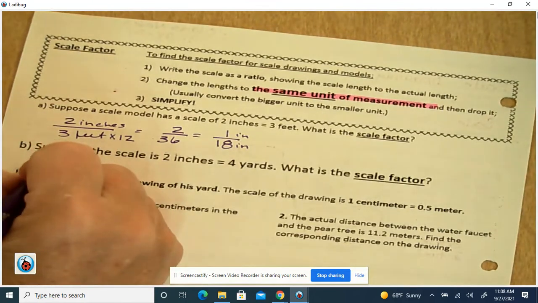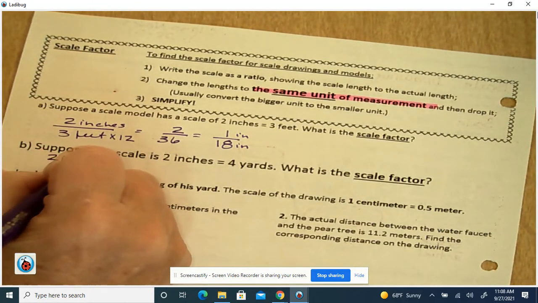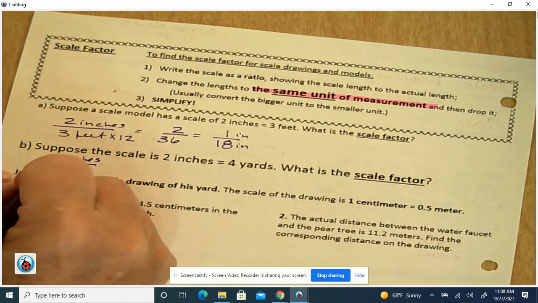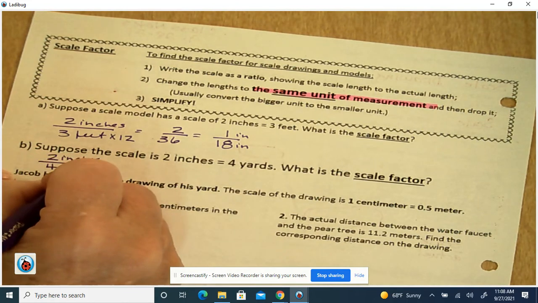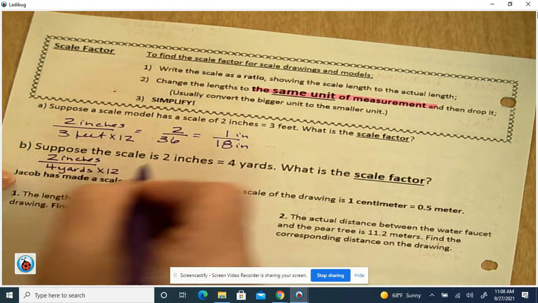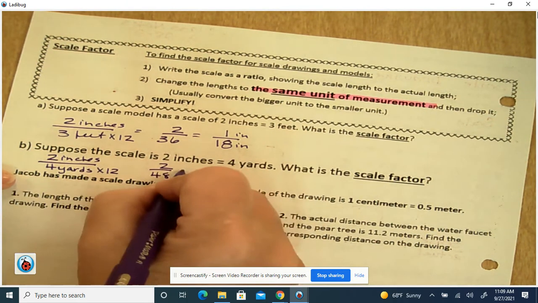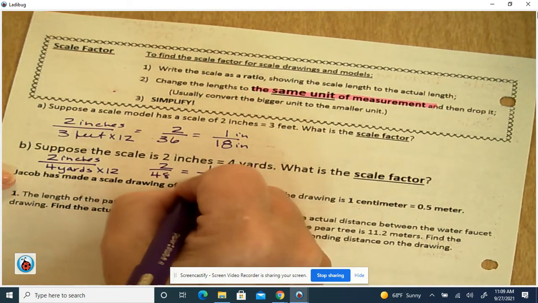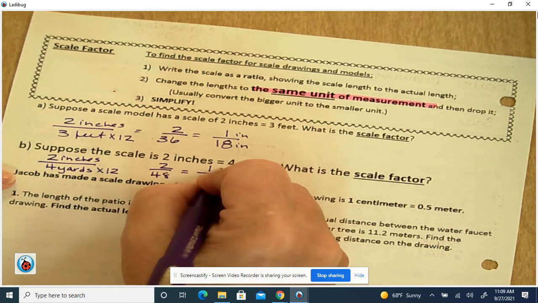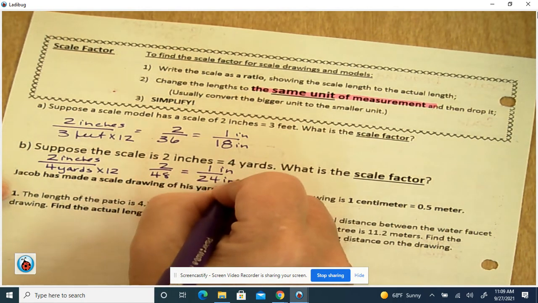Suppose that we have 2 inches and 4 yards. Here again, there's 36 inches in a yard. So we have 2 inches, and then 4 times 36 is 144 inches, and reduce them, we get 1 over 72, and that is 1 inch is 72 inches.